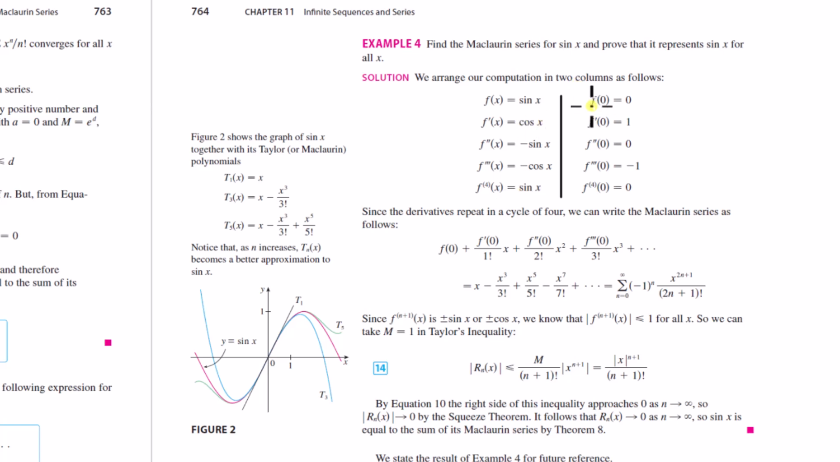Then they come to the opposite side and plug in the center point into each of these. 0, 1, 0, minus 1, 0. And then we'll go back to 1. This is going to repeat. The next one would be 1, then 0, minus 1, 0. Okay? Then the next thing you do is you consider the coefficient, f, the nth of a over n factorial, and this is going to be times x to the n.